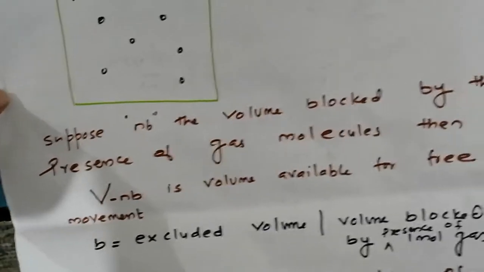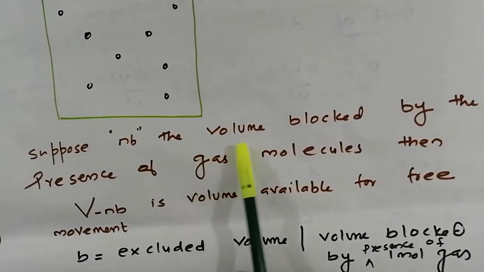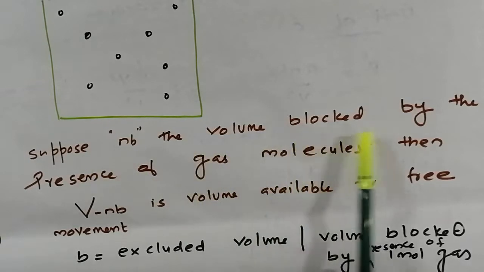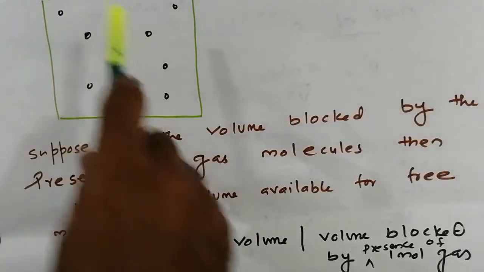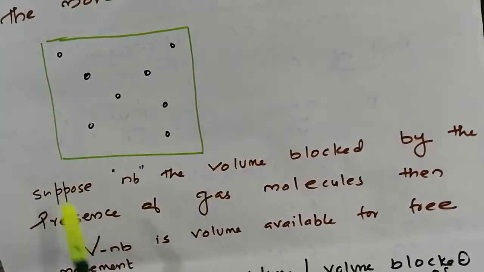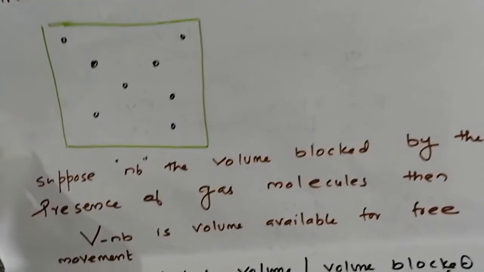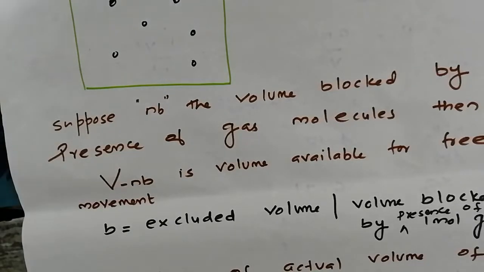Suppose nb is the volume blocked by the presence of gas molecules. Then V minus nb is the volume available for free movement. Therefore, only the volume available for free movement is V minus nb. V is the volume of the container. nb is the volume blocked by n moles of gas due to their presence.